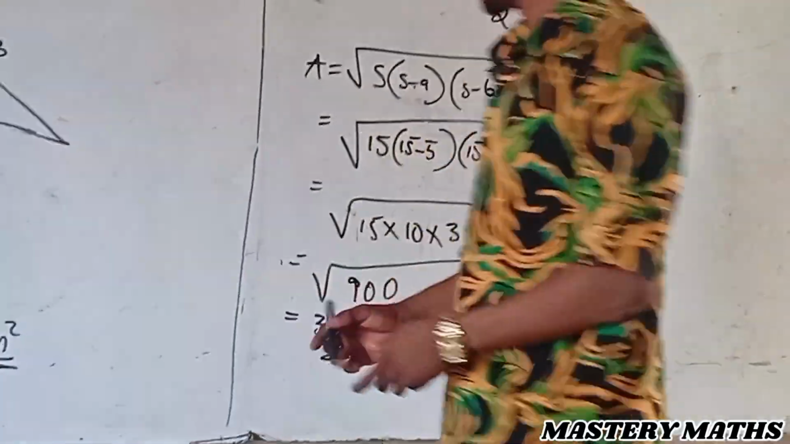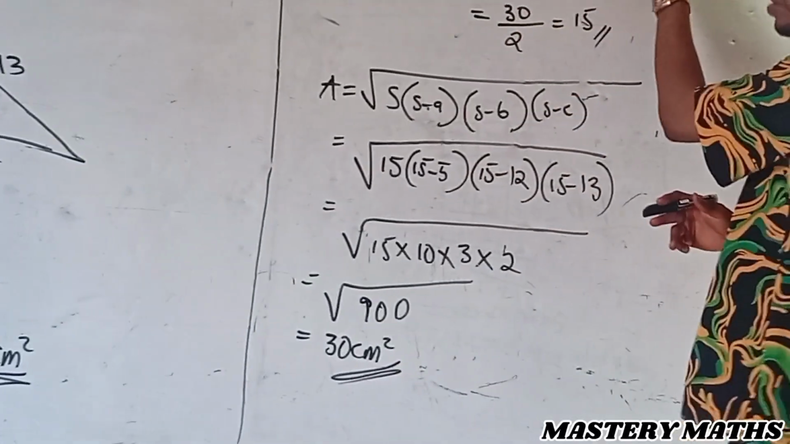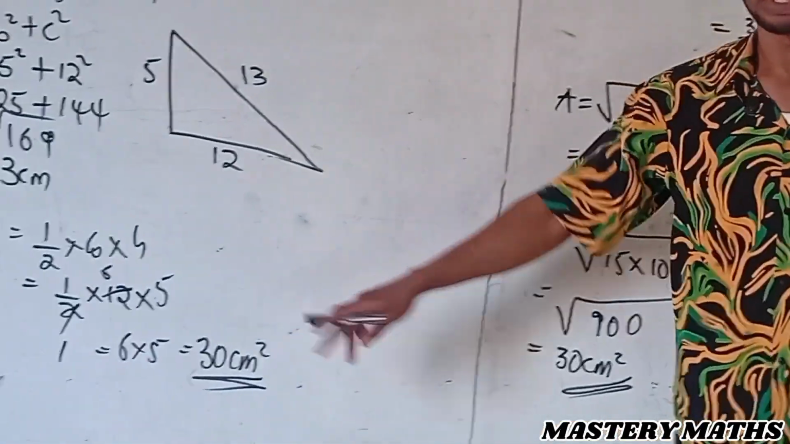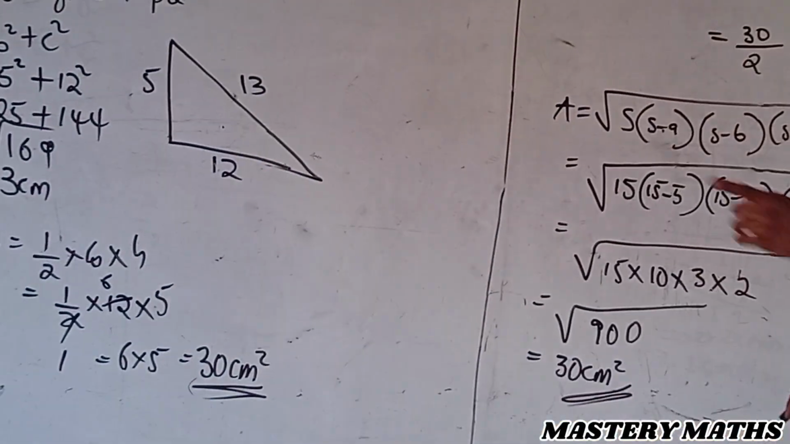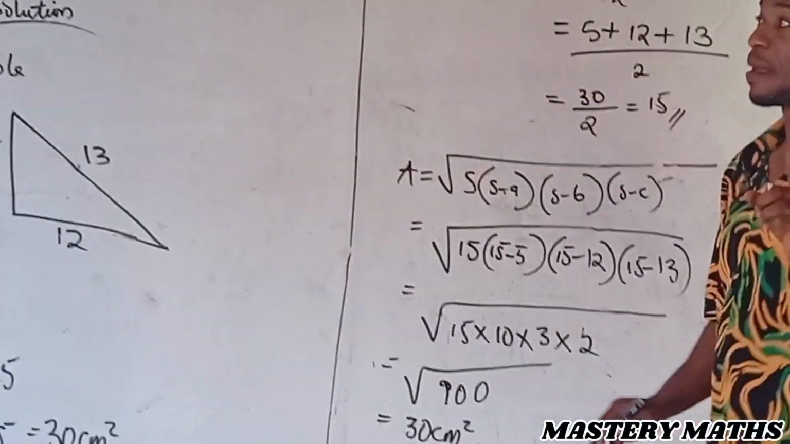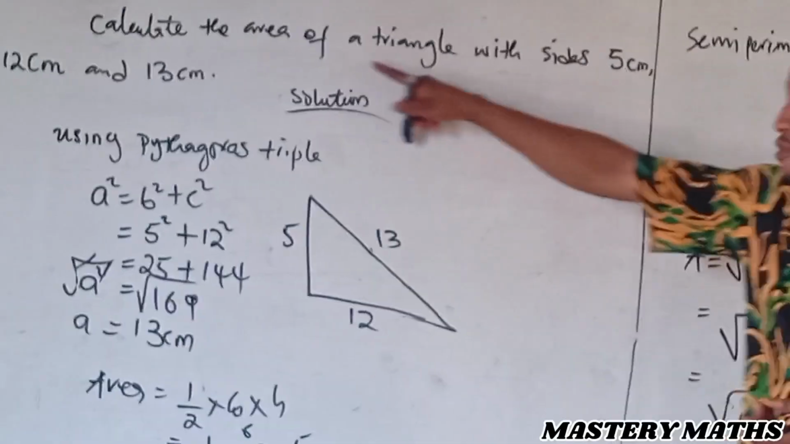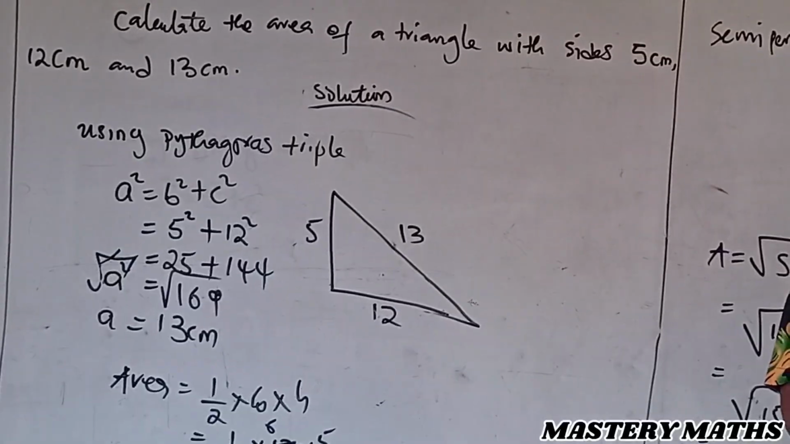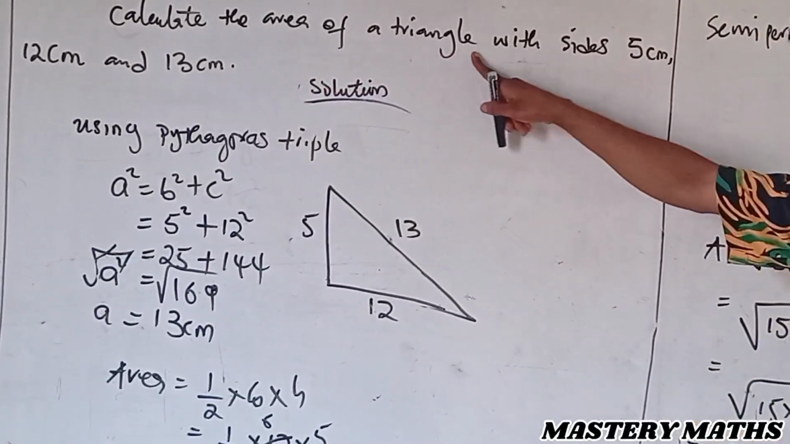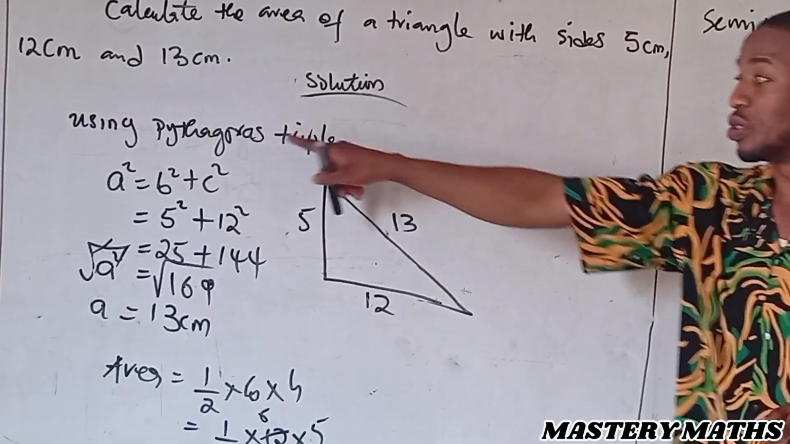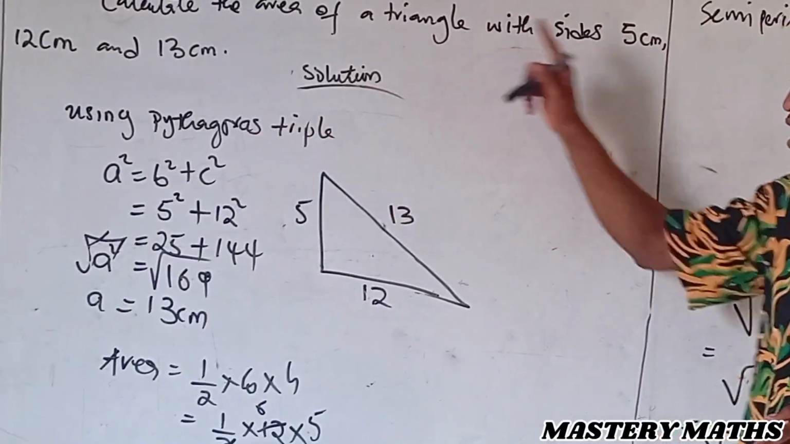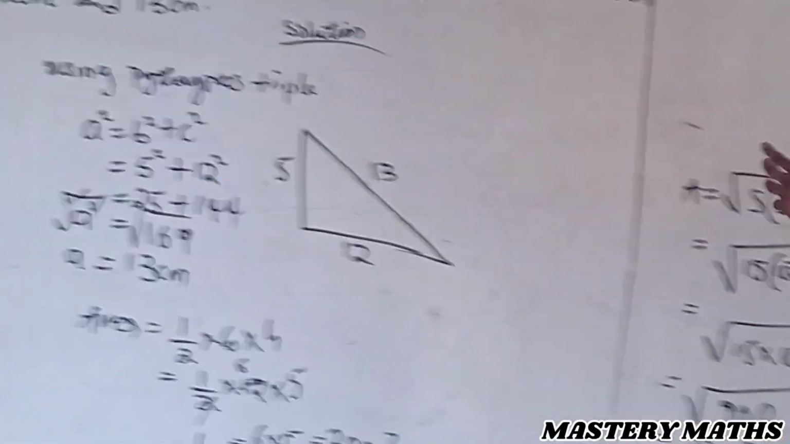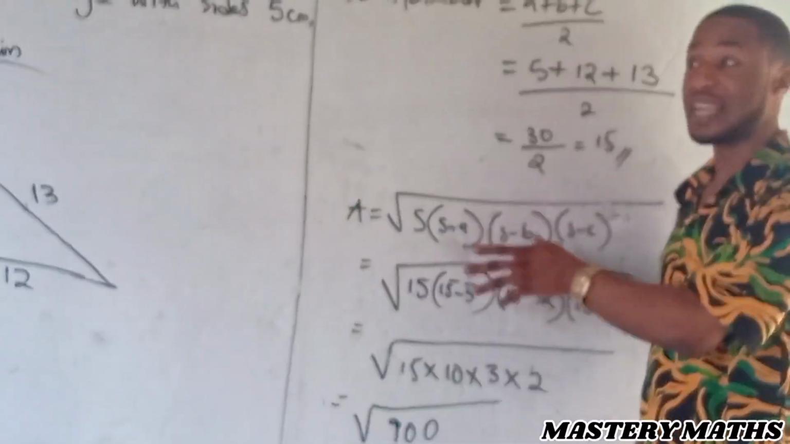You set it down. Using Heron's formula, it has given us the same thing the other method gave to us. Remember, the reason I introduced Heron's formula is, for example, they say calculate the area of a triangle, and it happens that you used the Pythagoras triple and it didn't give you the third part. This is the only formula you can make use of in order to get the area of the triangle.